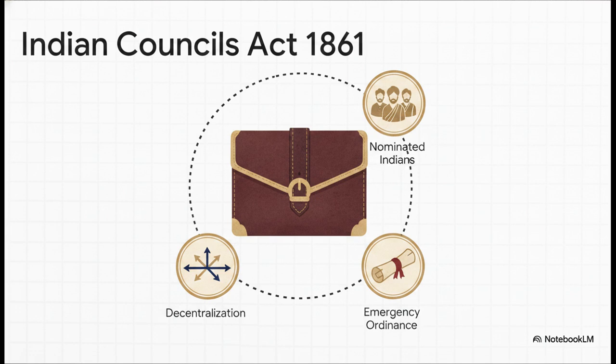Administratively, it gave statutory recognition to Lord Canning's 1859 portfolio system, where council members were in charge of specific government departments, and granted the Viceroy the power to issue emergency ordinances lasting 6 months without council concurrence.